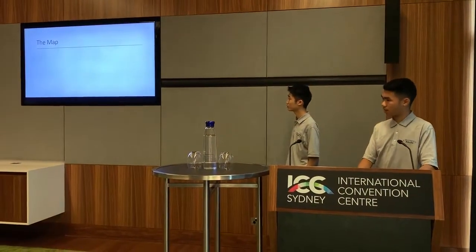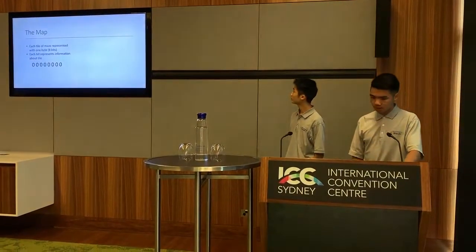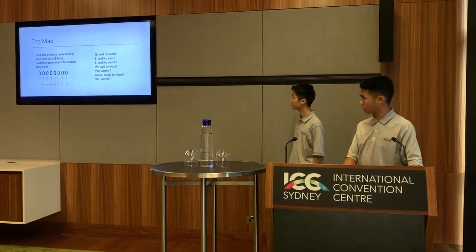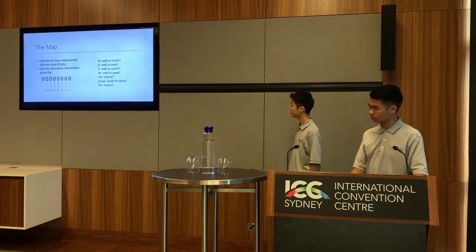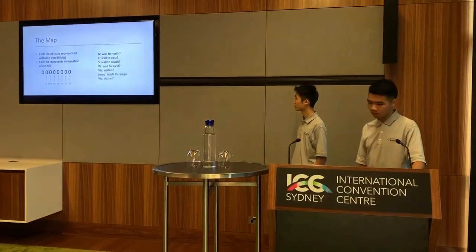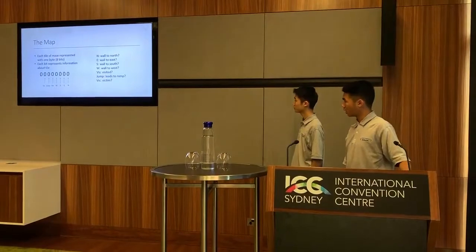So to actually store the map, we take advantage of how each character is stored inside the computer itself. A character to the computer is 1 byte or 8 bits, and you can see an example of 8 bits up on the screen. And how we take advantage of that is each bit corresponds with a certain attribute about the tile. So, is there a wall to the north, to the east, south, west? Have you visited before? Does it lead to a ramp? And have we already dispensed a rescue kit for it?